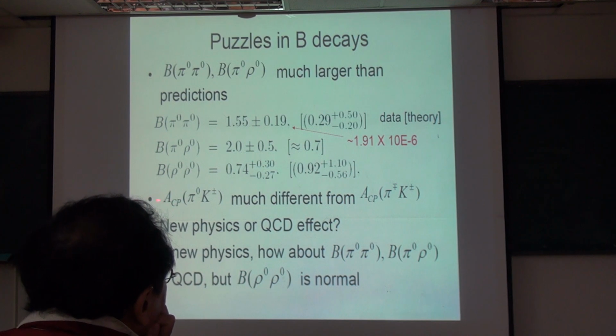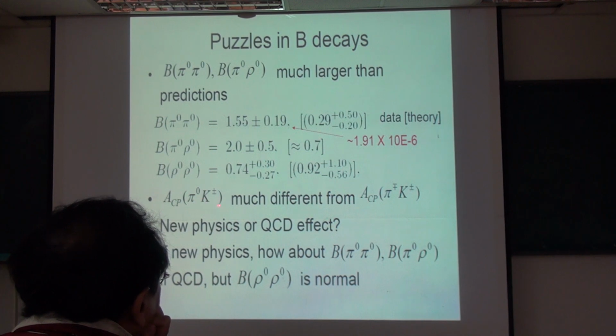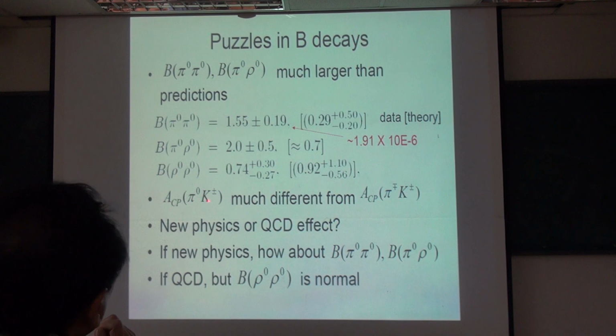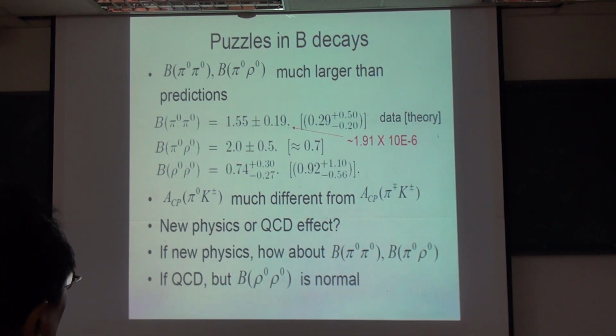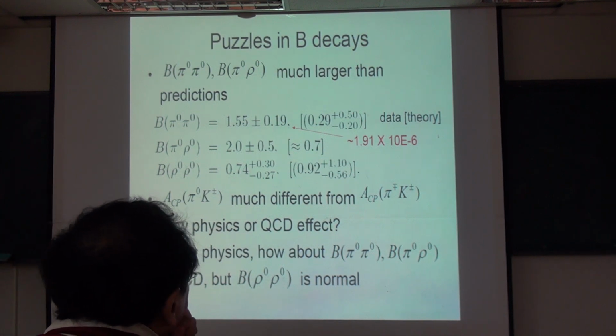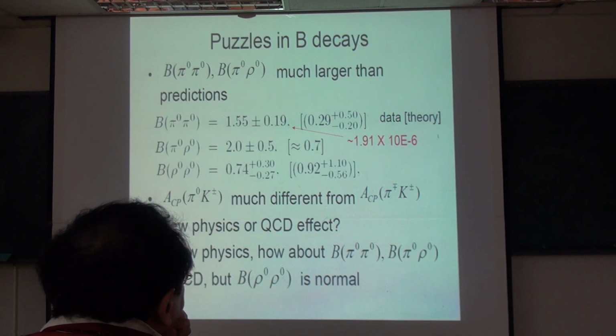Another puzzle is called the B to pi K puzzle, which also involves a pion. So naively, we thought that the direct CP asymmetry in this mode, B plus minus to pi zero K plus minus, and the direct CP asymmetry in the neutral B decay should have the same sign, naively. But the data show that they differ very much. And this observation has been published by the Belle group in Nature. So how do we understand the puzzles here?